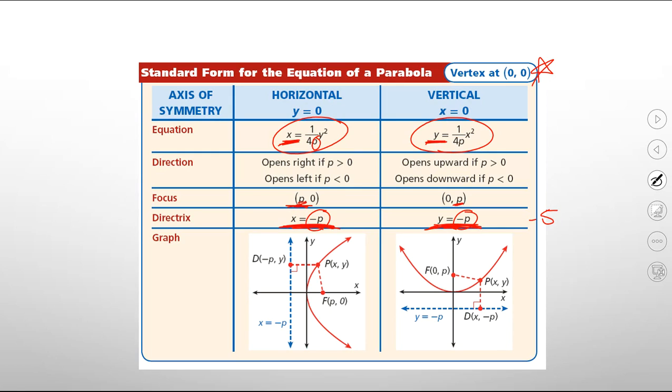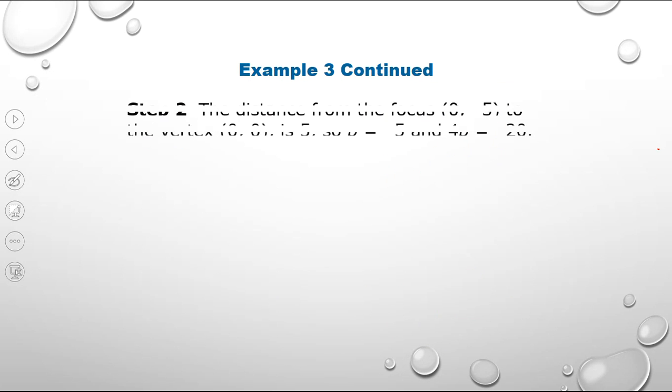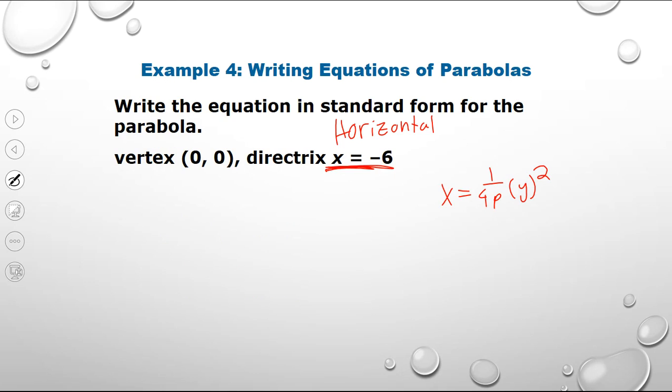Going back to this. The directrix, if we're given the directrix, we need to change the sign and use our p. Okay, so first question I'm going to ask you is, if the vertex is at 0, 0 and the directrix is at negative 6, how far away is it? Well, it's 6 units away, right? So we're going to be plugging in 6 here.